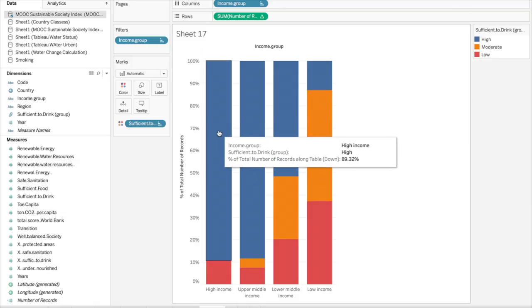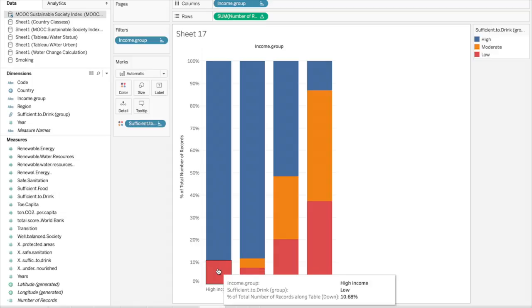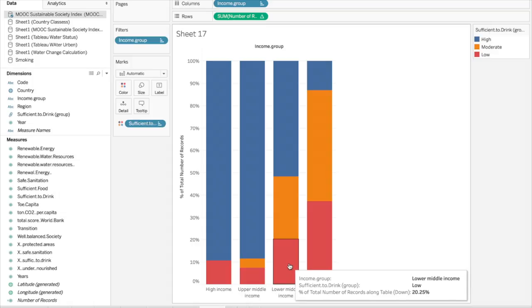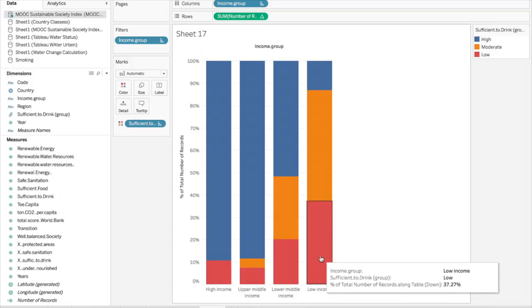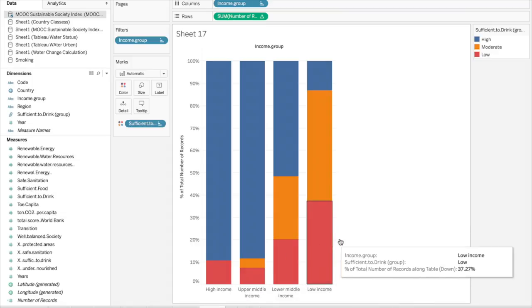So the blue are countries that have a high proportion of people with access to water, and the red is countries that have a low proportion of people. And you can see that although there are high income countries that have a low proportion of people with access to water, the wealthier your country is, the more likely you are to have access to water. So take note of this. We're doing a story on equity and water, and we're seeing a definite relationship start to emerge.